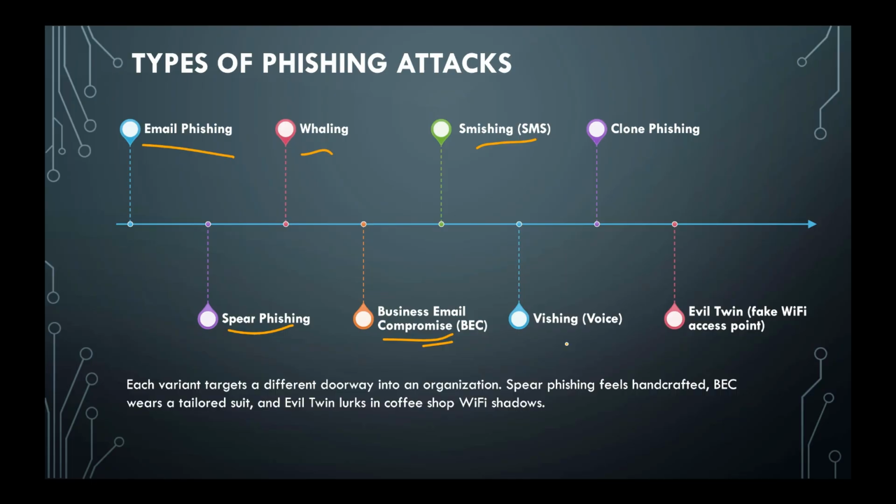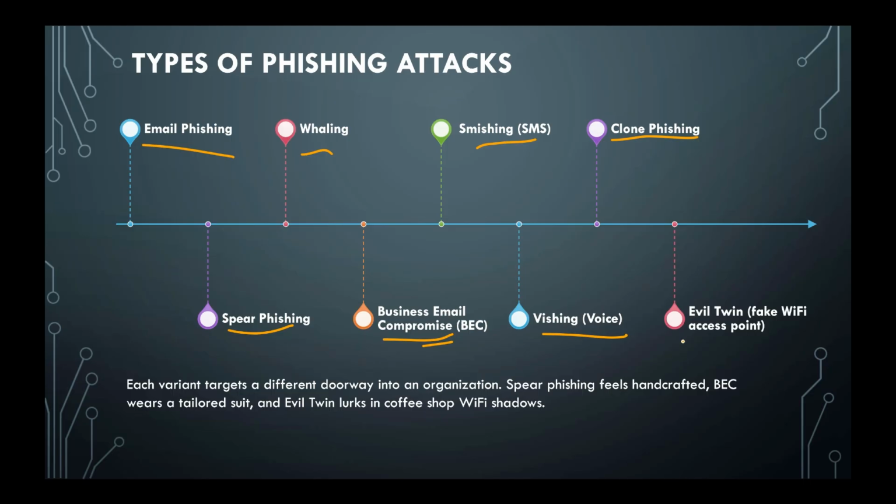Then we got vishing. Attackers call, pretending to be a bank or support, to steal sensitive info. For example, this is your bank. We need to verify your account details due to unusual activity. Then clone phishing. The attacker takes a real email, clones it, and changes the link or attachment. For example, a real invoice email from a vendor, but with a link replaced to install malware.